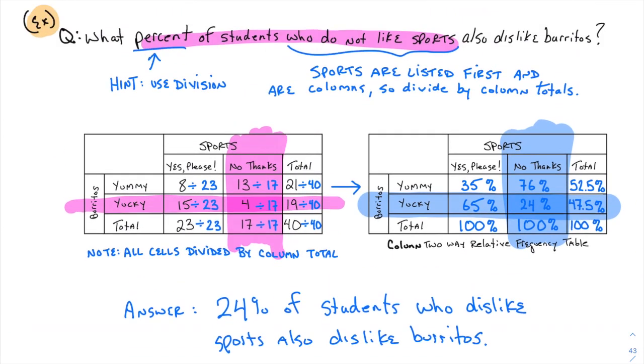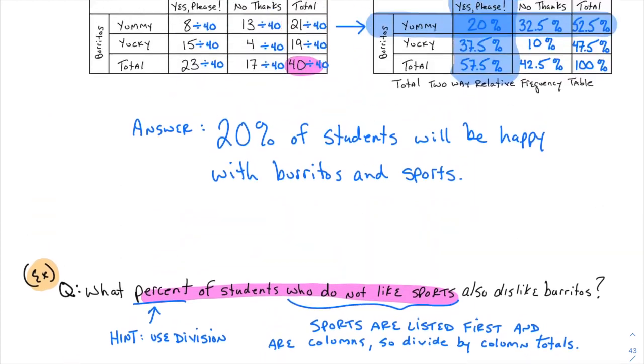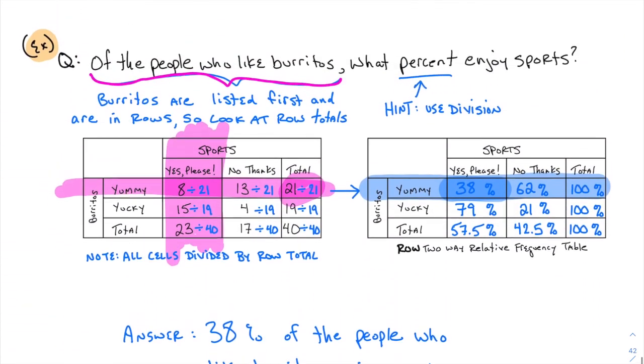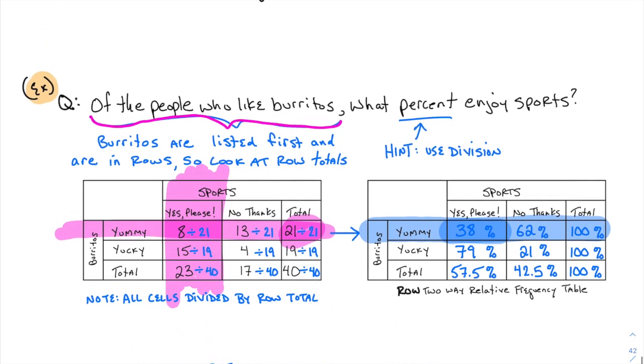There is some reading comprehension that goes on in these questions. It makes them more challenging. But if you can break down what the question is asking for and be careful with your division, you will have no trouble calculating relative frequency tables.